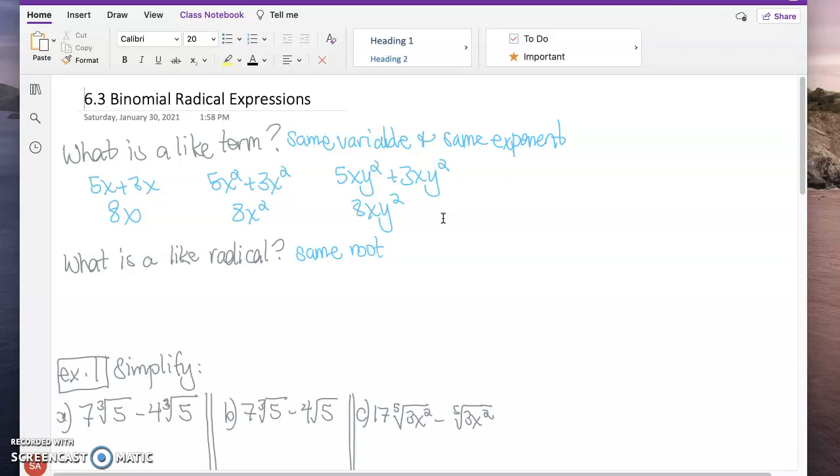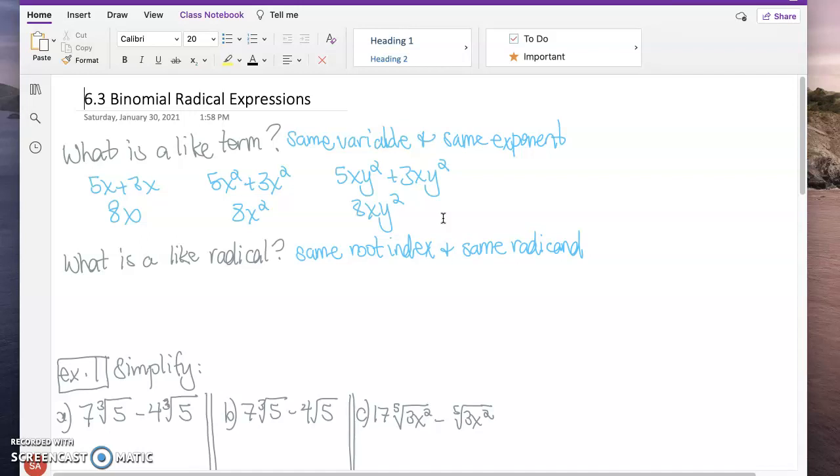We talked about that last time. And the same radicand. So remember, the root index is the square root, cube root, fourth root. It's the 3 or the 4, the little number in the root. And then the radicand is the number under the radical sign.